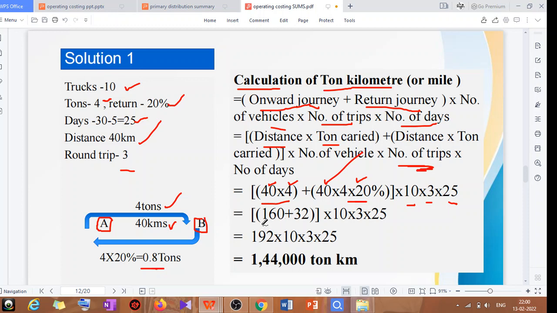40 into 4, it will be 160. Then 40 into 4 into 20%, if you do, you will get 32. Then 10 into 3 into 25. So when you multiply everything, you will get 1,44,000 ton kilometers. I hope it is clear to you. It is a simple sum which I have explained in the previous class.